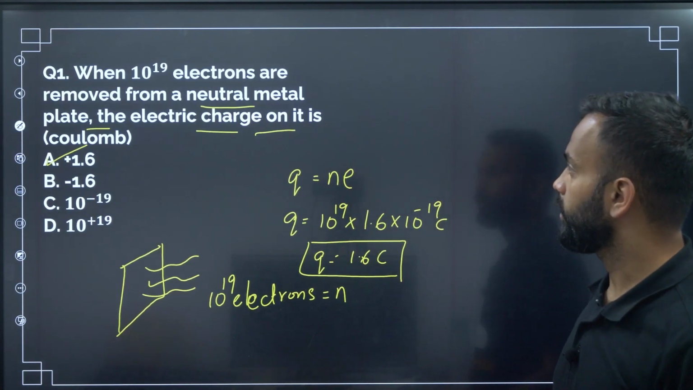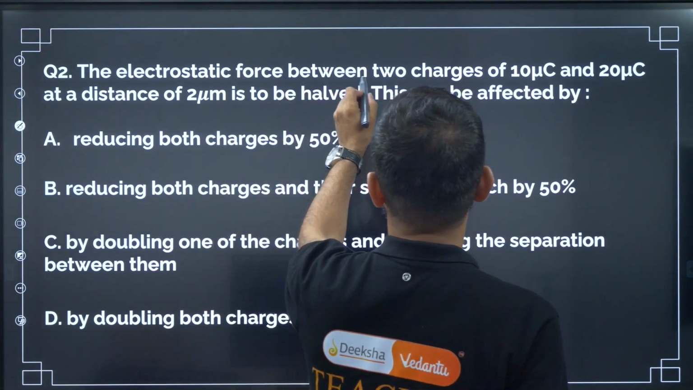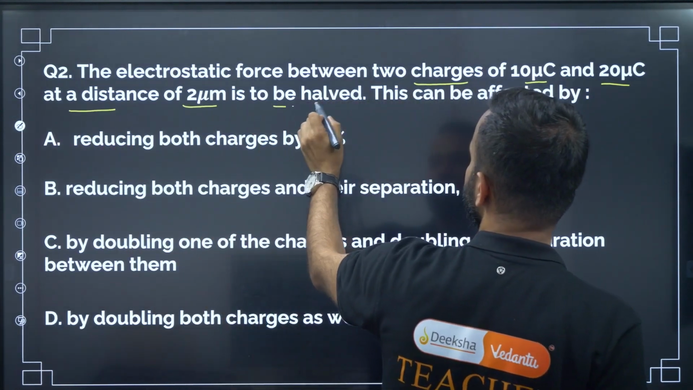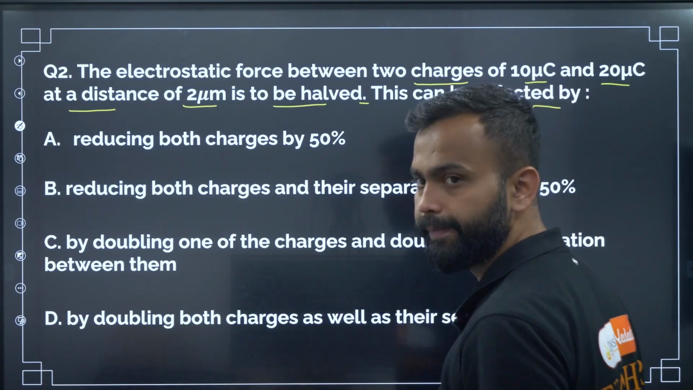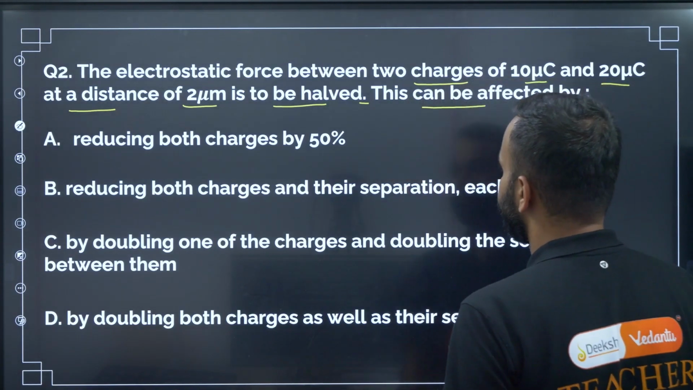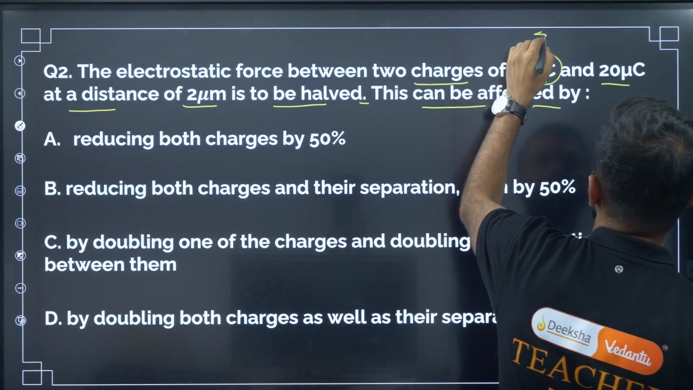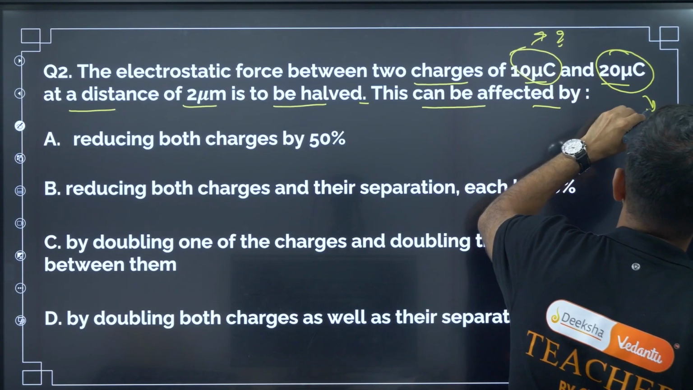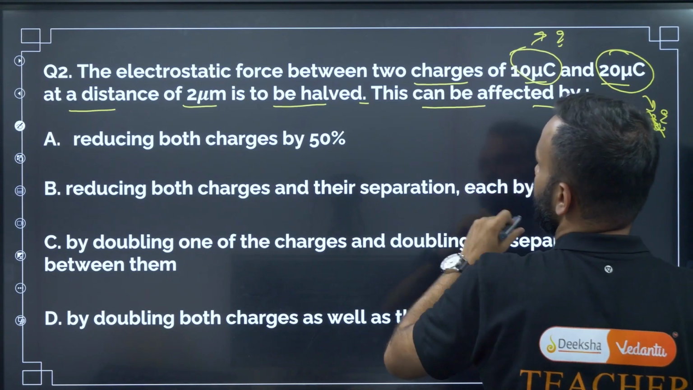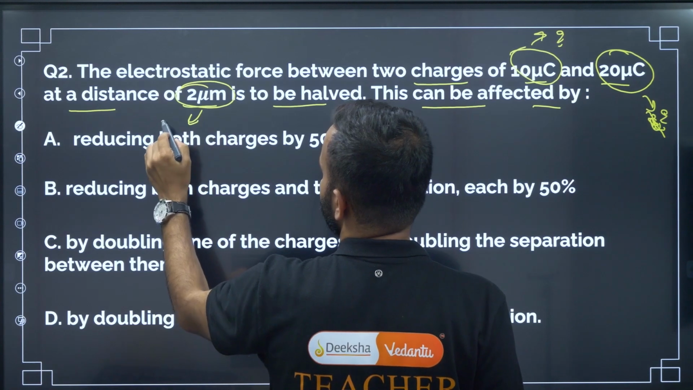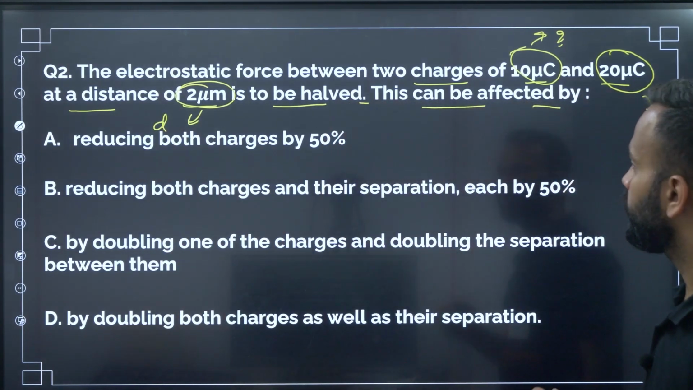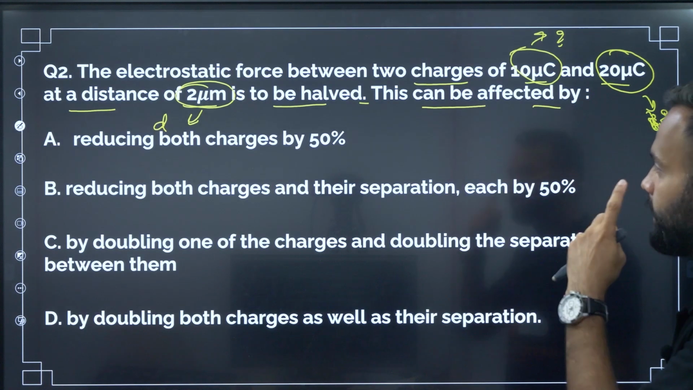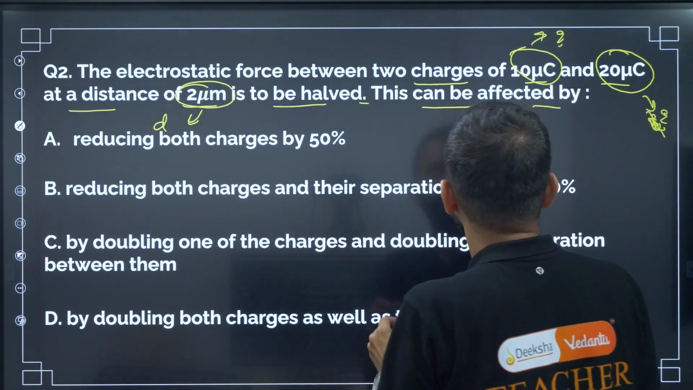Next question. Question number 2. The electrostatic force between two charges of 10 microcoulomb and 20 microcoulomb at a distance of 2 micrometer is to be halved. This can be affected by. Here Q1 is 10 microcoulomb, Q2 is 20 microcoulomb, and d is 2 micrometer. The force between them at a distance of 2 micrometer is to be halved. So this can be affected by.